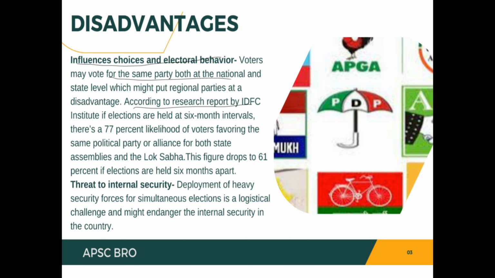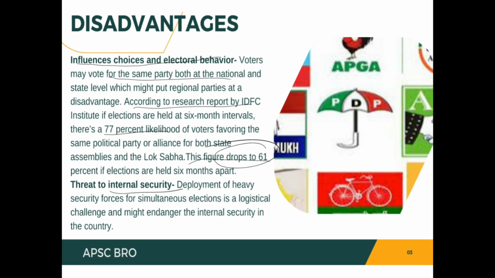That means whenever there is an election in a very short period of time, the voter always tends to vote for the same party. However, if the election is held after a gap of at least 6 months, this figure drops to 61%. From 77% who are voting for the same party, the percentage drops to 61%. So it is proof that if there is a simultaneous election, the tendency of the voter to vote for the same party at the center as well as the state is more, which is against the federal structure of the government.